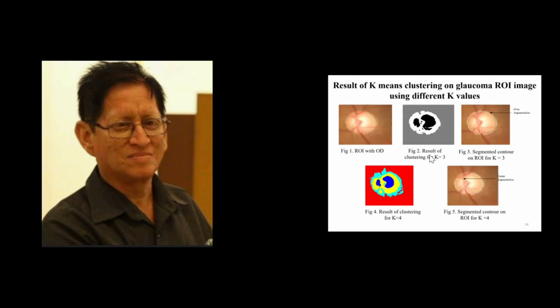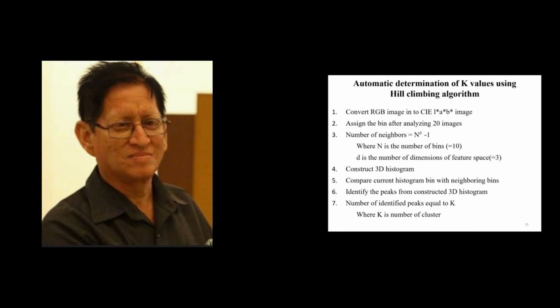This is one result with k equal to 3, and this is k equal to 4. This big boundary is called the optic disc, the optic disc boundary, at k equal to 4. To select the proper cluster value, we automate the cluster value. So we go to the hill climbing algorithm.